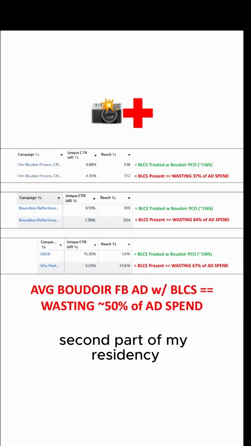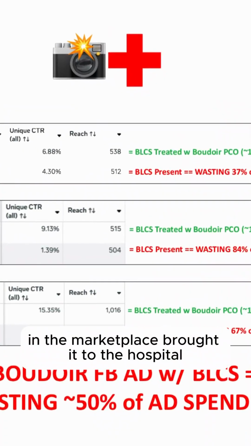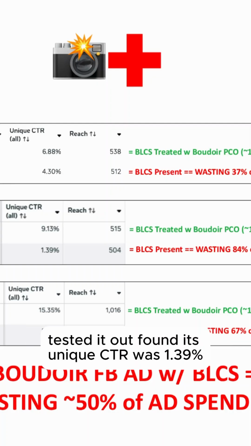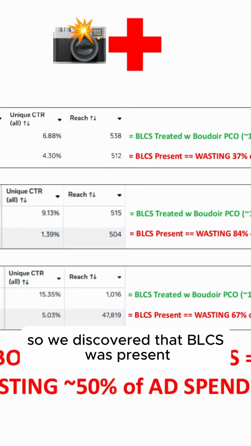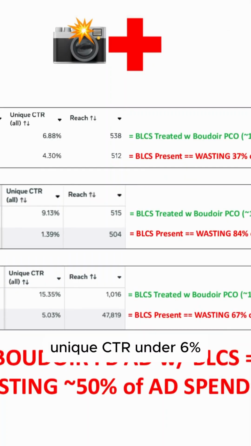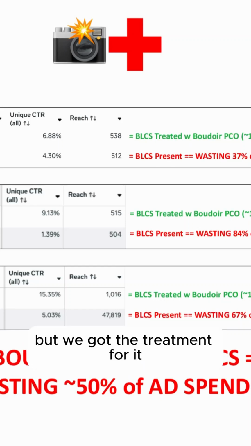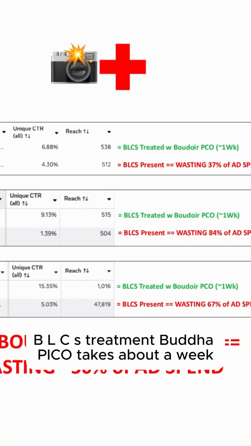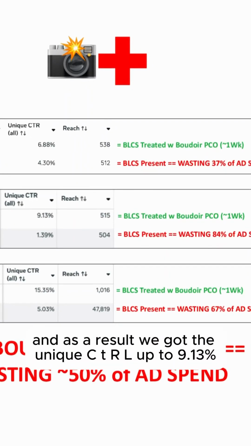All right, second part of my residency: I found another Boudoir Facebook ad out there in the marketplace, brought it to the hospital, tested it out, and found its unique CTR all was 1.39%. So we discovered that BLCS was present. Unique CTR all under 6% is BLCS, Boudoir low click syndrome, but we've got the treatment for it. BLCS treatment with Boudoir Pico takes about a week. And as a result, we got the unique CTR all up to 9.13%.